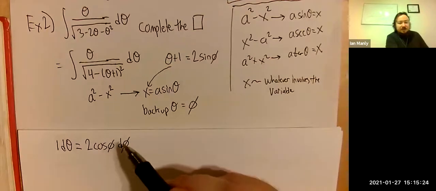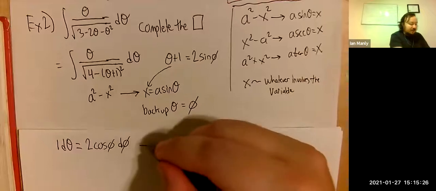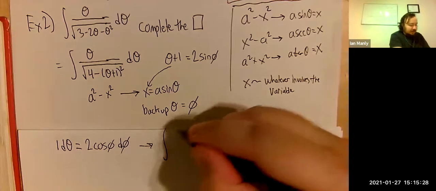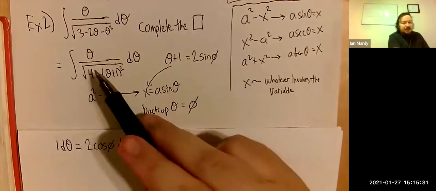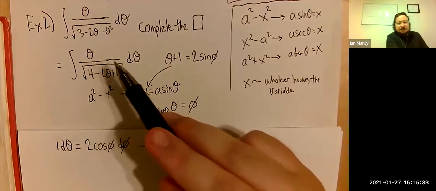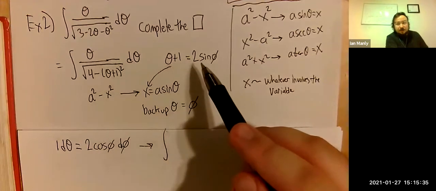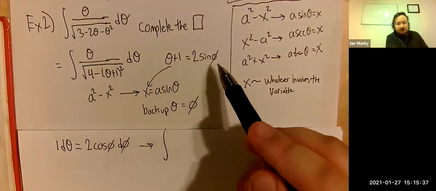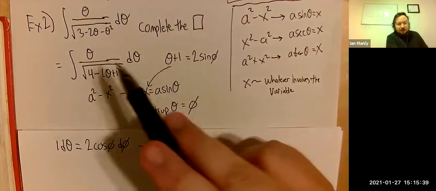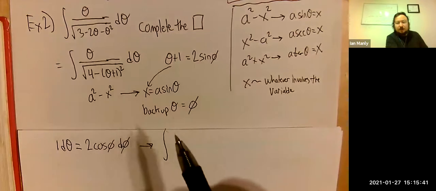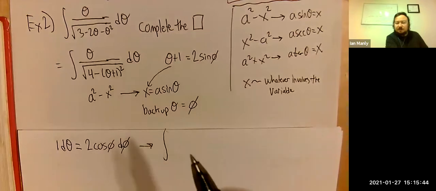All right, so now that I know what my differential is, I can go ahead and plug everything into my integral. All right, so I have theta up here. Now, the thing is that I know theta plus 1 is 2 sine of phi. So what's theta going to equal? What am I going to write in my numerator up here? If I have just theta.